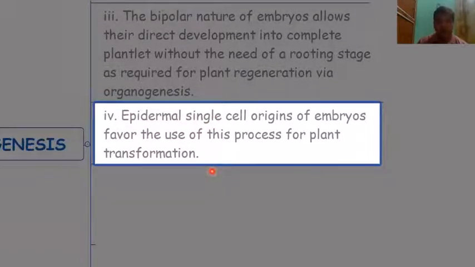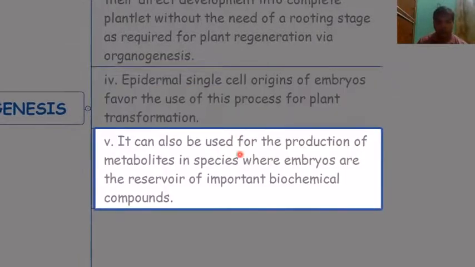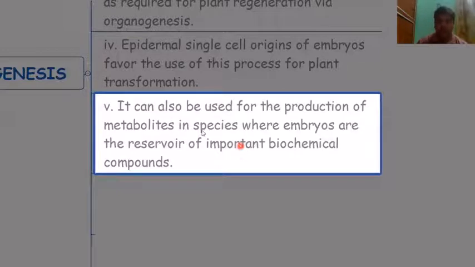Then we also see that since the embryos are of epidermal single cell origin, this favors the process of plant transformation also. So if we want to practice any transformation experiment, somatic embryogenic cultures are more suitable material. It can also be used for the production of metabolites in species where embryos are the reservoir of important biochemical compounds.